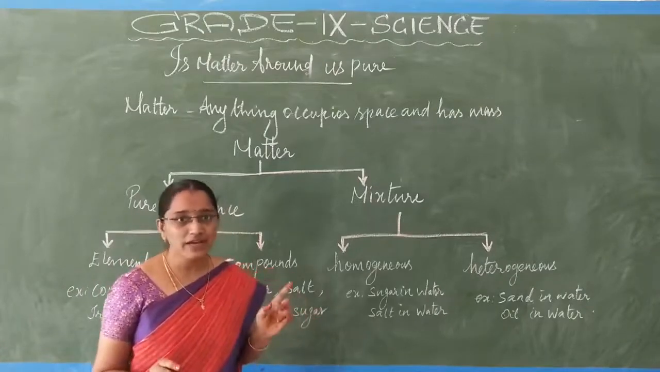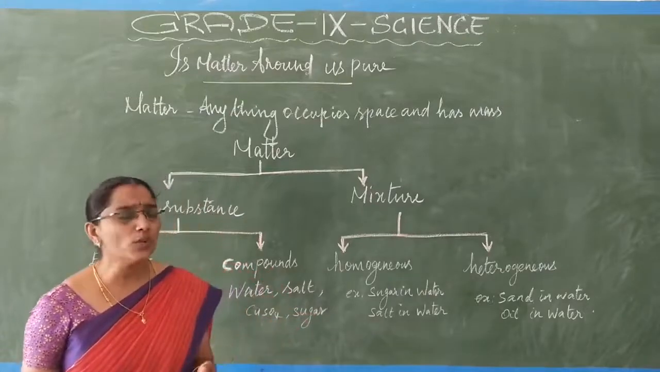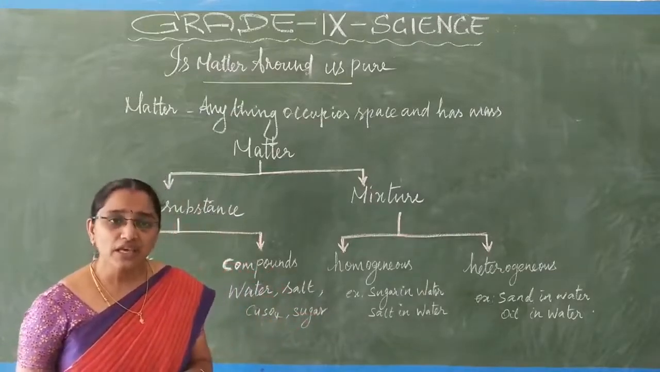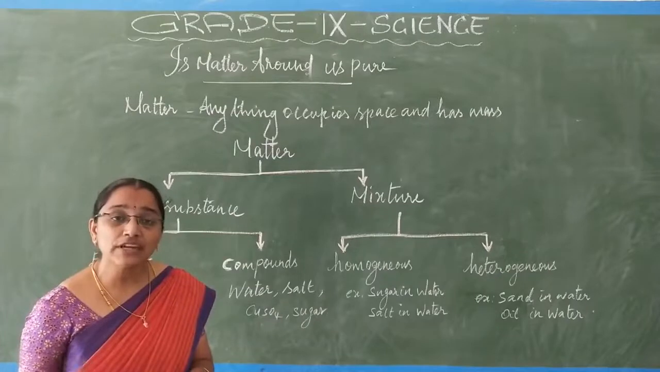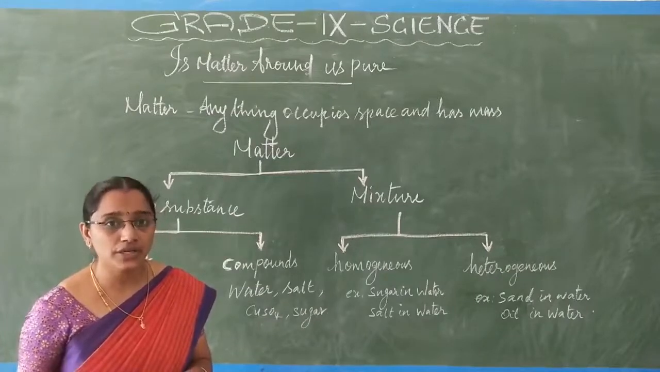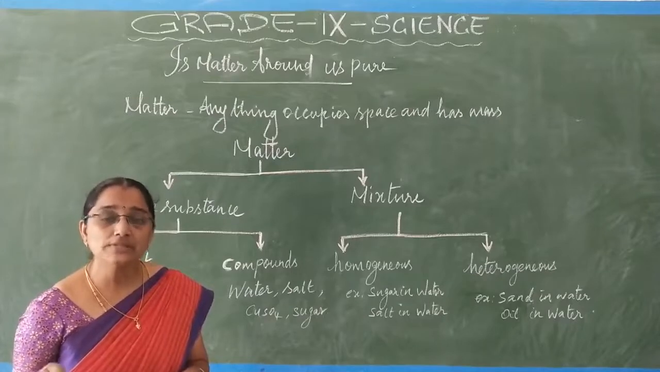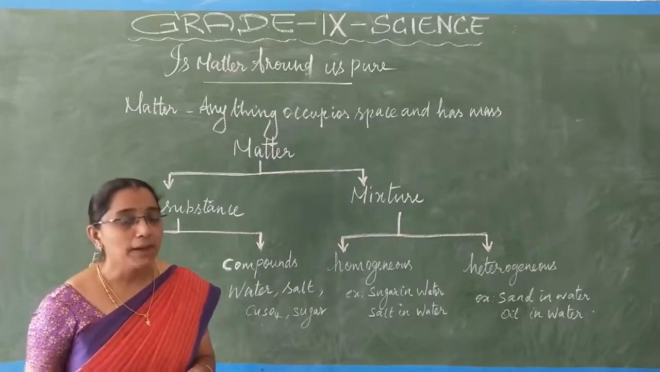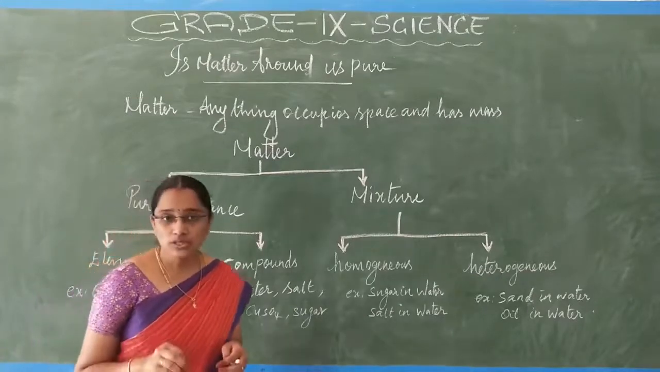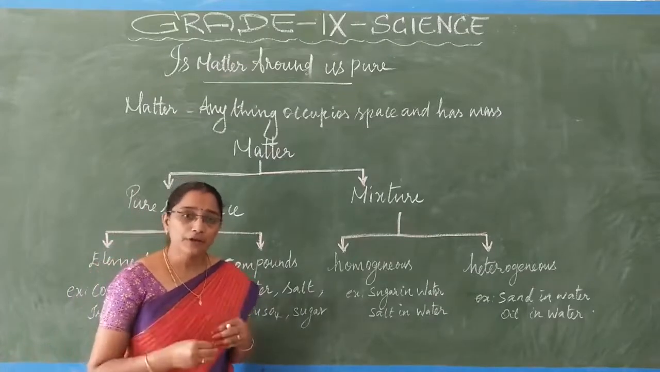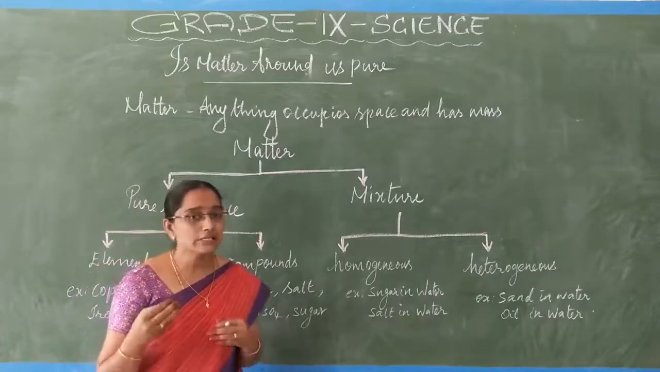Okay. So the next term we have seen is pure. What is pure? When we say any substance is pure, definitely it doesn't contain any adulteration in it. We cannot mix anything into that. We may say that the substance is said to be pure. But we have two views: one from our point of view, the other from the scientist's point of view.